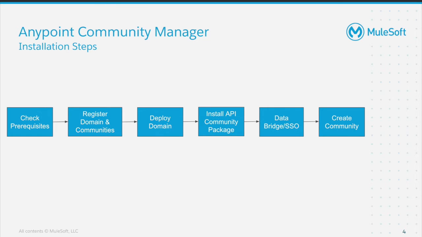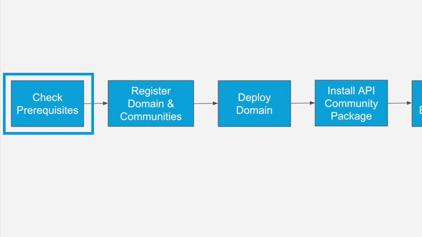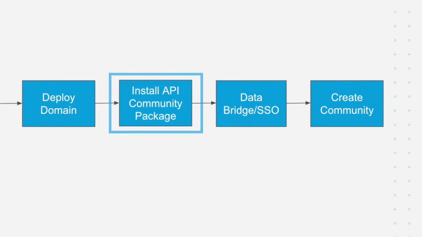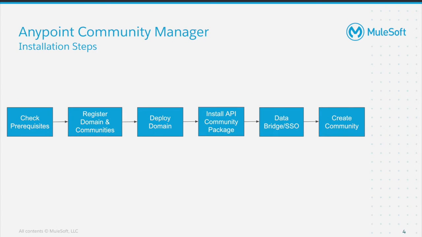The installation of Anypoint Community Manager is largely composed of 6 main steps. We start with checking the installation prerequisites to make sure that we have everything in place to make the installation successful. Within the Salesforce organization, we register and deploy the domain. Then we install the API community package that we receive from the Anypoint organization. And finally, before creating the communities, we set up the single sign-on between the Salesforce and the Anypoint organization.